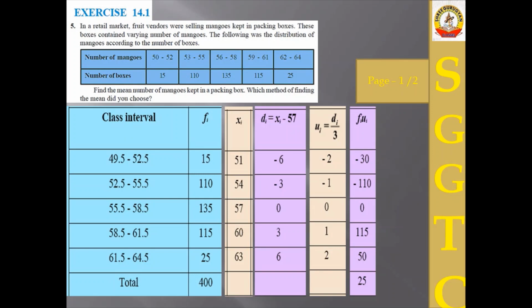And Ui is the second last column, the Di by 3 value. So 15 into minus 2 is minus 30, 110 into minus 1 is minus 110, 135 into 0, same 115 into 1 and same 25 into 2. Your answer is 50. Totalling them, you get 25, and this is the summation, Sigma Fi Ui, it becomes 25.